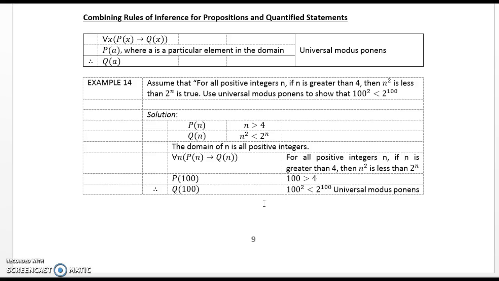For all n, P of n implies Q of n. For all positive integers n, if n is greater than 4, then n squared is less than 2 to the n. P of 100: 100 is greater than 4. Q of 100: 100 squared is less than 2 to the 100. Universal modus ponens.